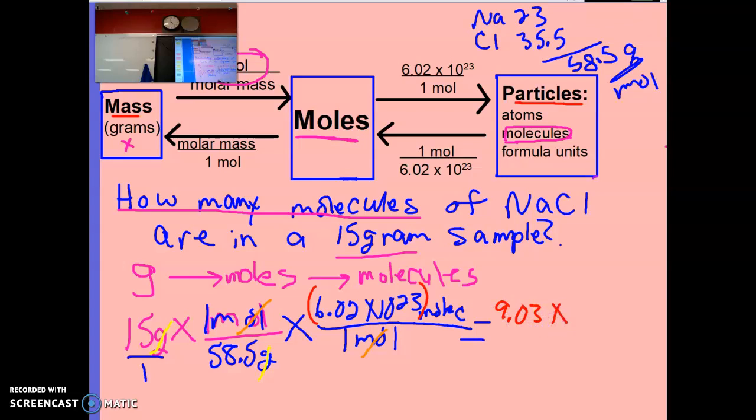And then my calculator says 9.03 and then E24. That really means 9.03 times 10 to the 24th power. Don't forget that. So I'm going to take this and then everything on the bottom multiplied together. So 58.5 times 1 times 1. And then I need to do this final solve. 1.5.